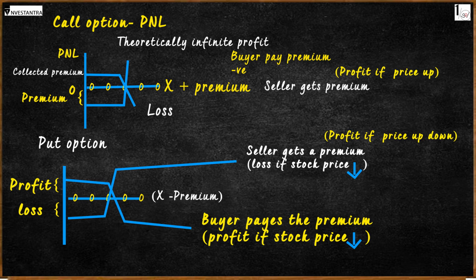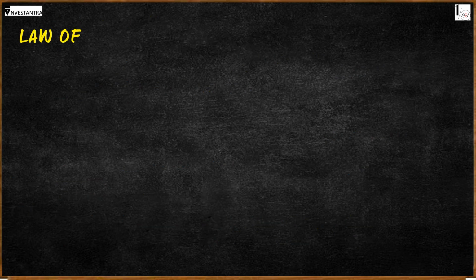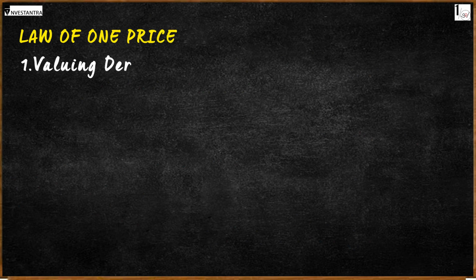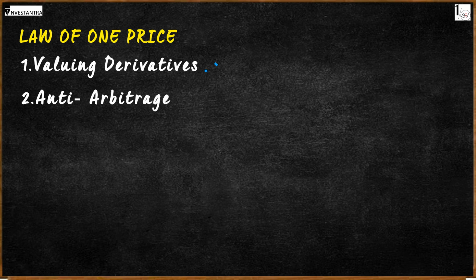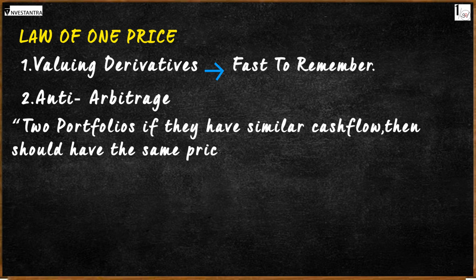price increases, right? We'll wind up with the law of one price. The law of one price is used in valuing derivatives. Okay. What this states is that whenever I buy, sell, right, arbitrage shouldn't be possible. Valuing derivatives, it's an anti-arbitrage property. Two portfolios, if they have similar cash flows, then they should have the same price.